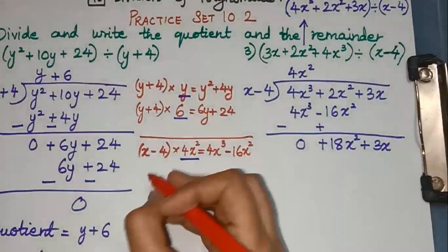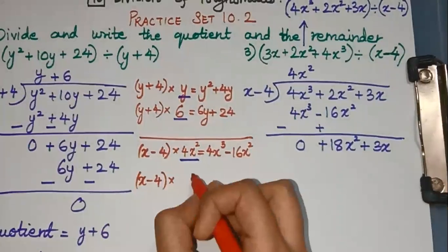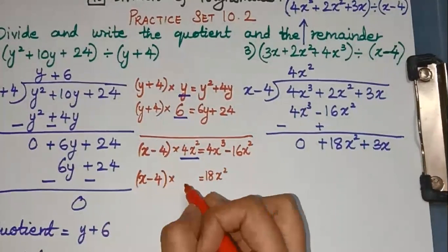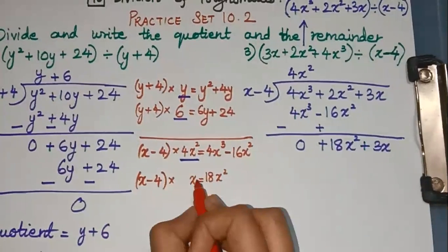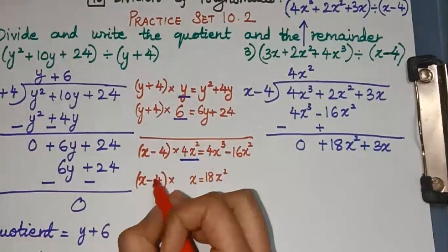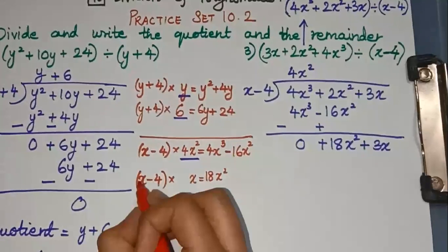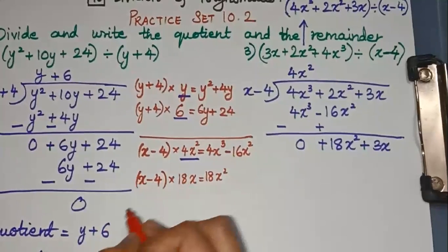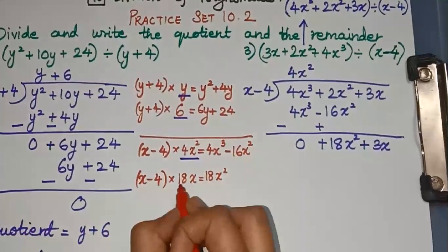Okay, I have the divisor as x minus 4 multiplied by something that should give me 18x square. So girls, as you can see, the first term I have is x. I can multiply x with x so that I will get x square, right? Now I need to multiply this term with a number so that I will get 18. So there is no number here, that means there is 1. 1 multiplied by 18 will give me 18, right? 1 8 is 18. And the second term will be multiplied with 18x now.